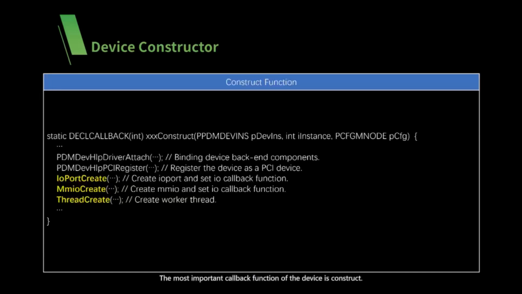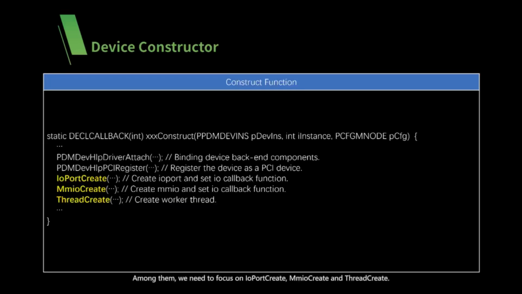The most important callback function of the device is the constructor. It is a callback function in the device registration object structure, which is called by the PDM device init function. The constructor function is the initialization function of the device. Especially, it shows which attack surfaces the device has. As shown in the figure, this is the constructor's common code logic.